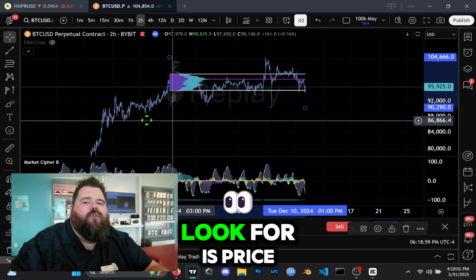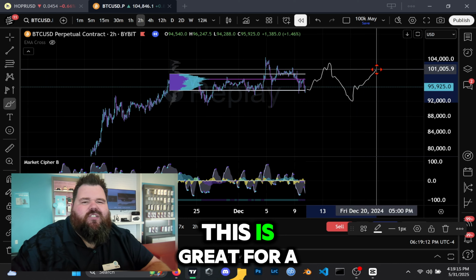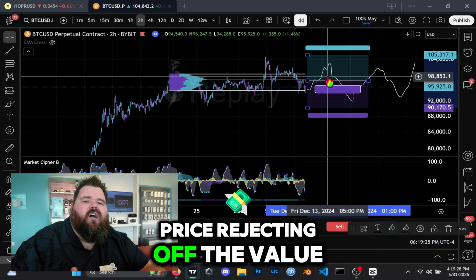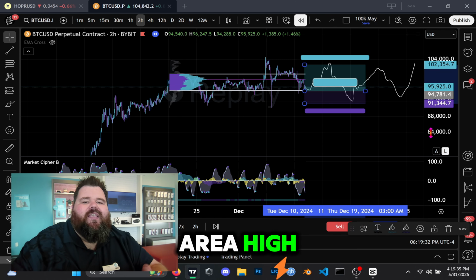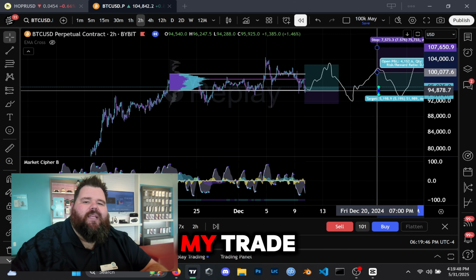And then what I look for is price rejecting off the value area low. This is great for a long setup. I'll also look for price rejecting off the value area high. This is perfect for a short or a great point to exit my trade.